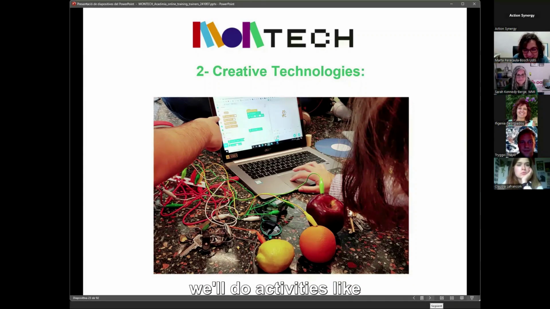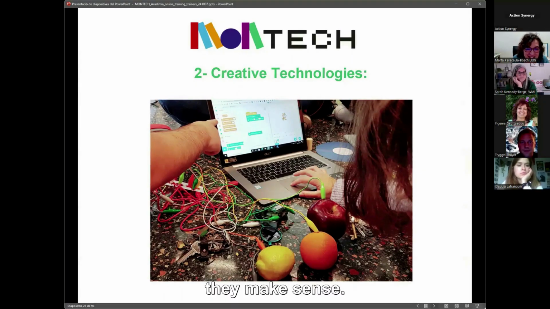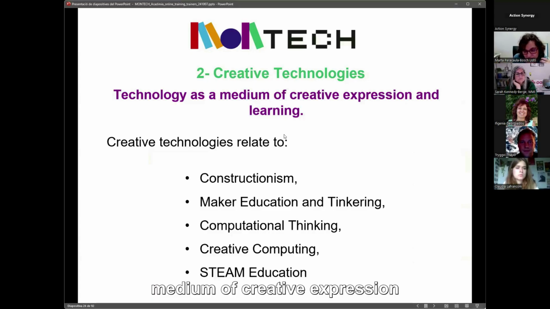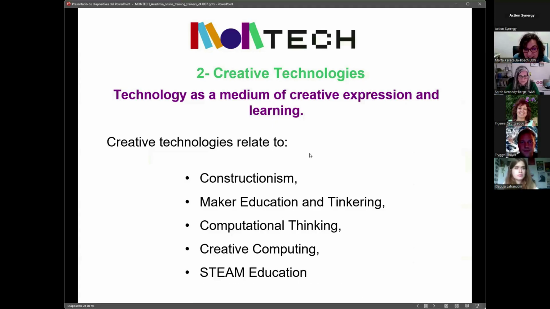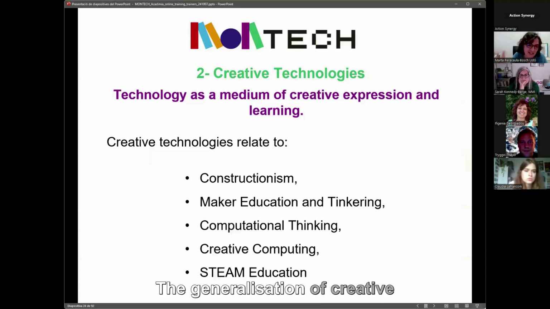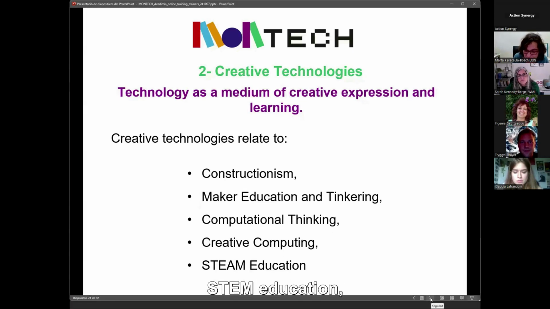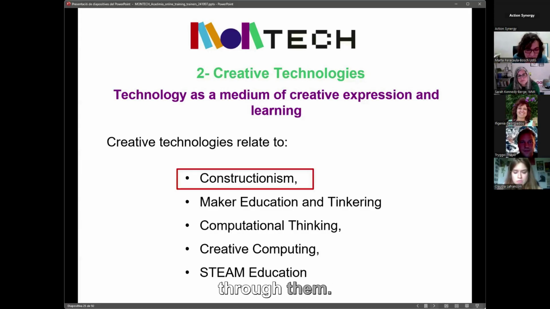Also, we'll do activities like this, and why do they make sense? But as I said before, in creative technologies we think about technology as a medium of creative expression and creative learning. Creative technologies relate to several concepts: constructionism, maker education, computational thinking, creative computing, STEAM education, and we could find some others. I'll go very quickly through them.